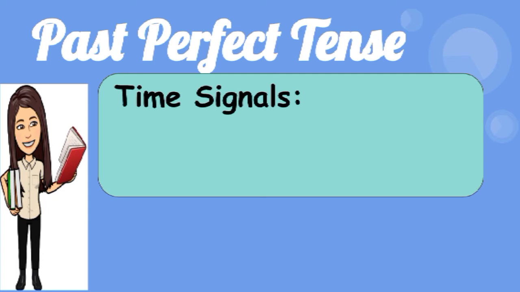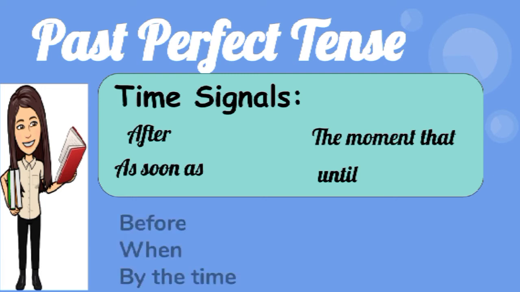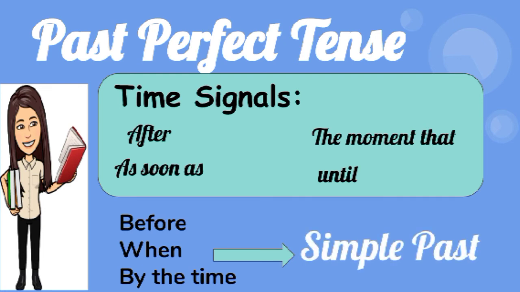So let's have the time signals. There are time expressions used in indicating past perfect tense, such as after, as soon as, the moment that, and until, which are used before the past perfect tense. While before, when, and by the time are used before the simple past.